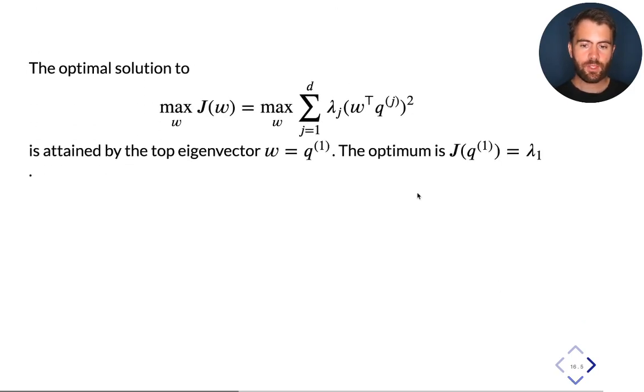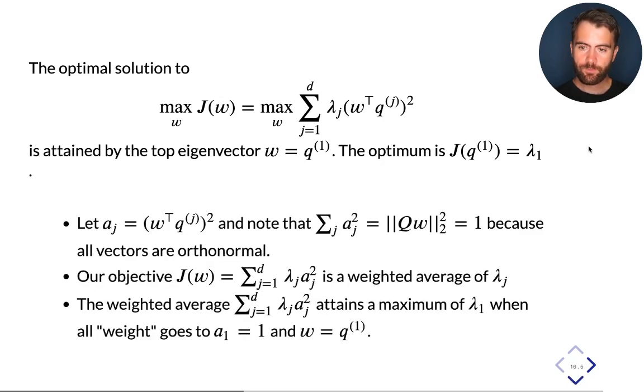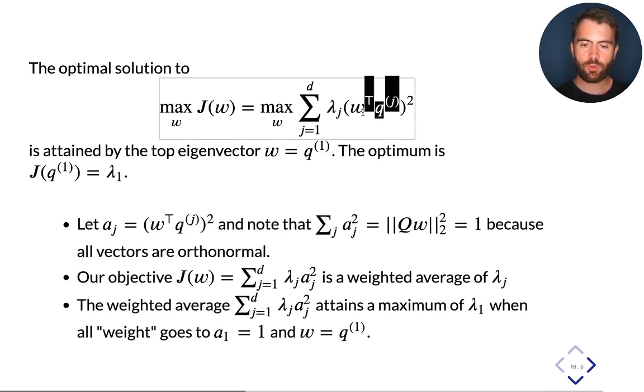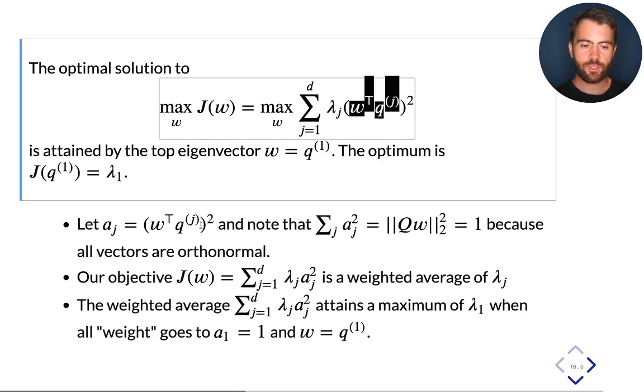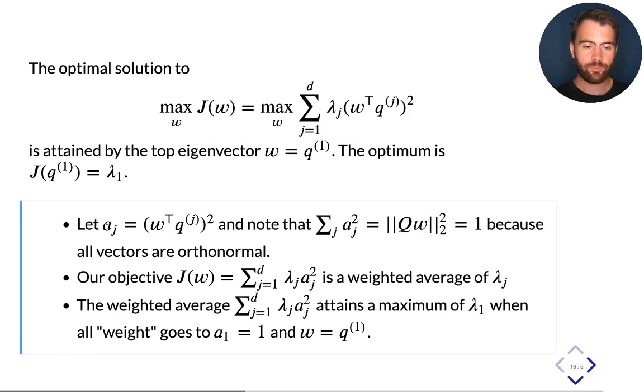So I claim that the optimal solution to this problem is attained when w equals the first eigenvector. And the optimum value attained by the objective is lambda 1, which is the value of the largest eigenvalue. So this is our solution. Why is this true? First, let's define these terms. This is the form of our objective, and I can define each of these dot products and call them a sub j.